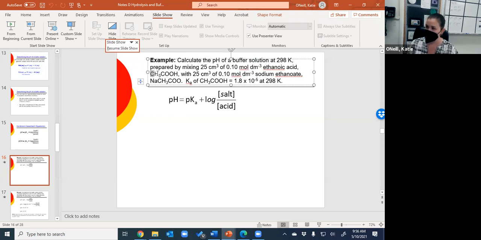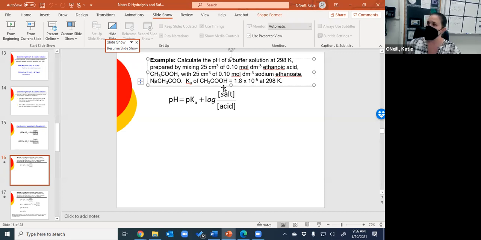One thing that should be standing out to you right now is that we have our acetic acid and we have the conjugate base attached to some other cation. So this is the salt of the strong alkali. So this is a buffered solution. So far, so good. Okay. And then we have the Ka given.